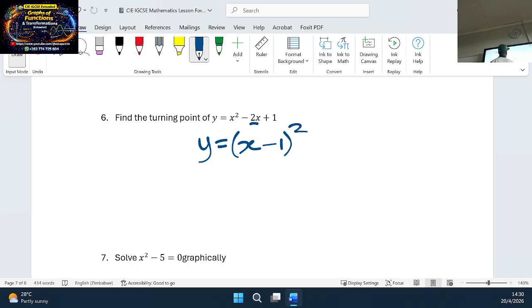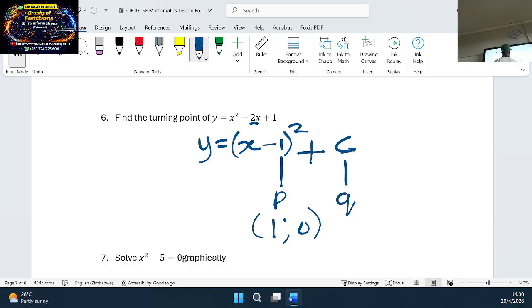And when I square minus 1, it gives me positive 1, but I don't have a positive 1 there. Actually, positive 1 is there. So it means we have completed the square. So this is my P, and we're supposed to have plus a certain value C there, which happens to be our Q. Because there's nothing, it means the turning point is going to be made up of 1 and 0.